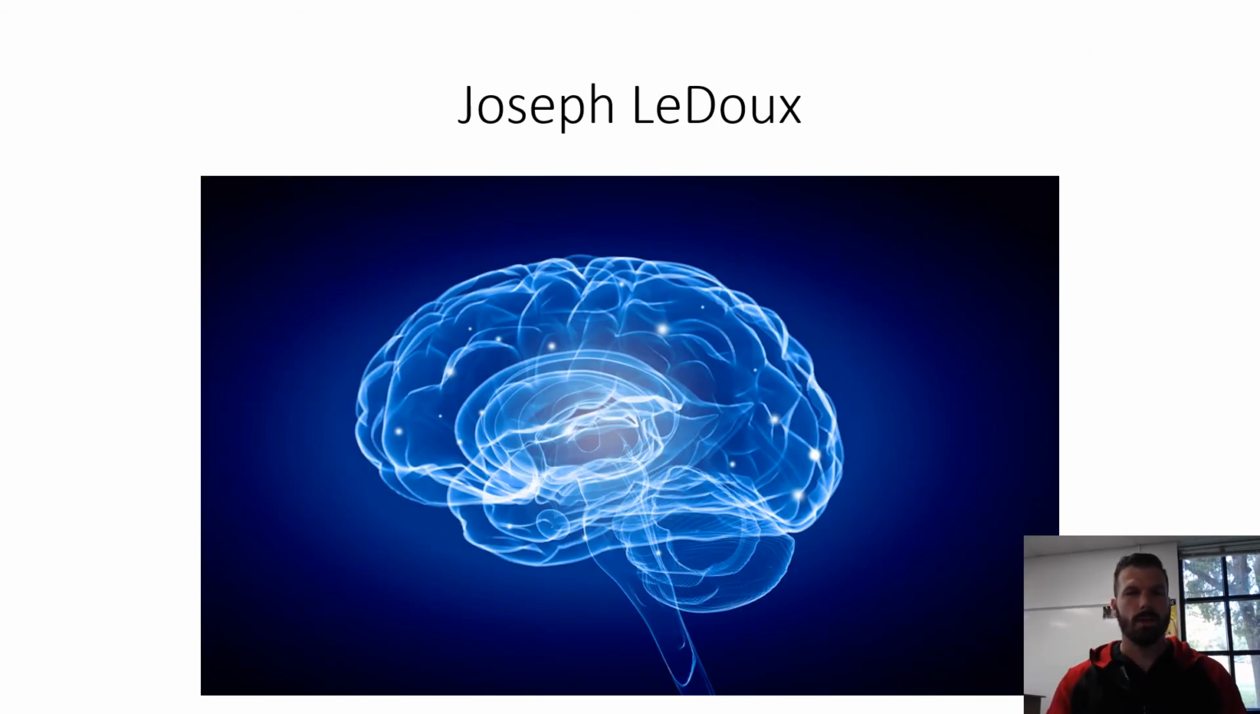Okay, so next we have Joseph LeDoux. So Joseph LeDoux looked at emotions as a cognitive process that relied on higher order states. So all that is saying is that our cerebral cortex is heavily involved in our emotions, and that wasn't always believed to be the case.